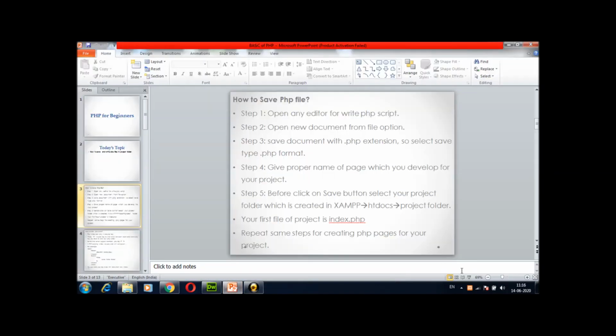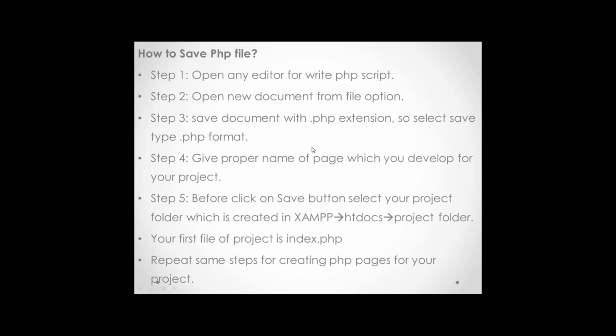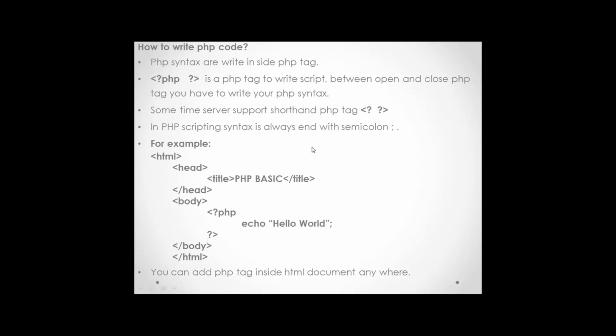Now we will discuss how to write a PHP script. For writing a PHP script, you need to write a PHP tag. We all know that a programming language or markup language which is compiled or interpreted through a browser requires a starting tag and an ending tag for the browser to interpret it.